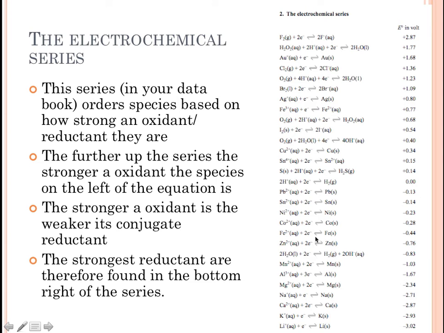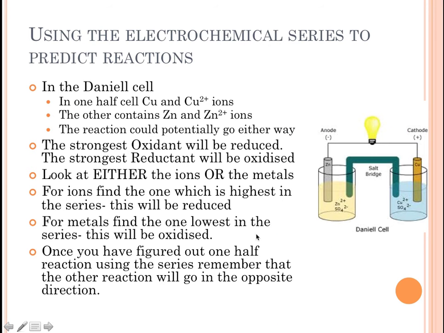These double-headed arrows mean that they can go in either direction, but once you've figured out which way it will go in that context, you write it with a one-way arrow, and you write it the normal way around. So you'd write zinc metal on the left, becoming zinc ions and electrons.